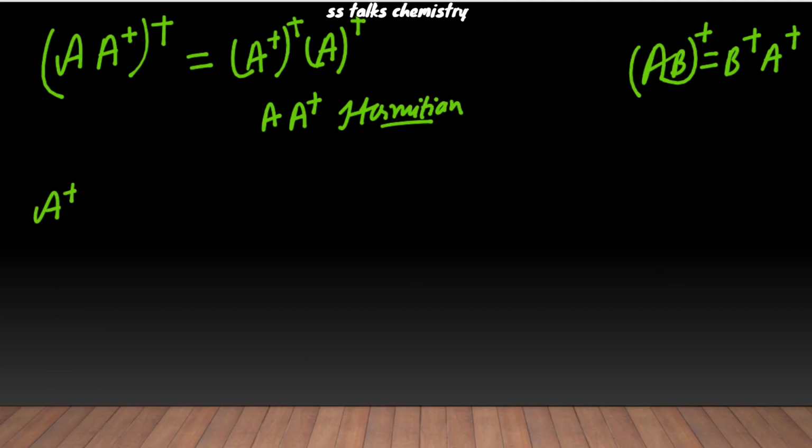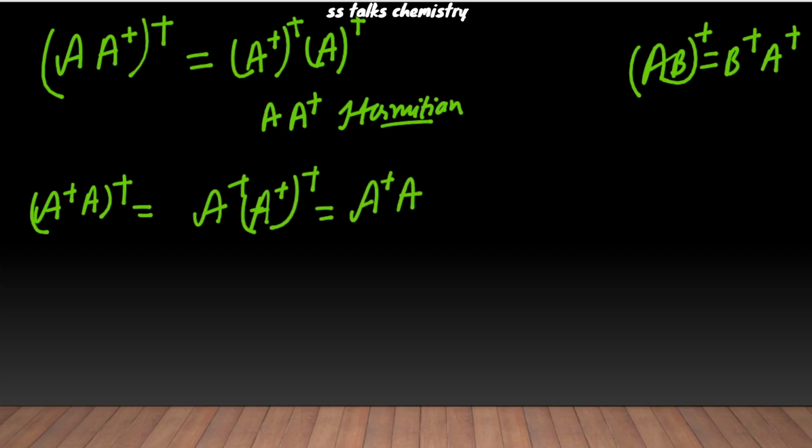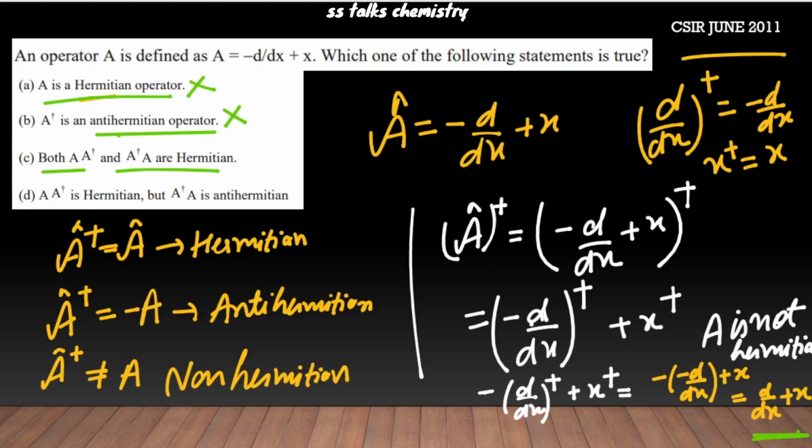So it was A dagger into A. Its dagger, if I am taking, will become A dagger into A dagger's dagger. That will be equal to A dagger into A only. So the same operator we are getting, so again it is coming out to be Hermitian. So this statement is the true one, we can say that both of these are Hermitian only. So option C will be the right answer. D is saying that A into A dagger is Hermitian, but A dagger into A is anti-Hermitian, again the incorrect one.